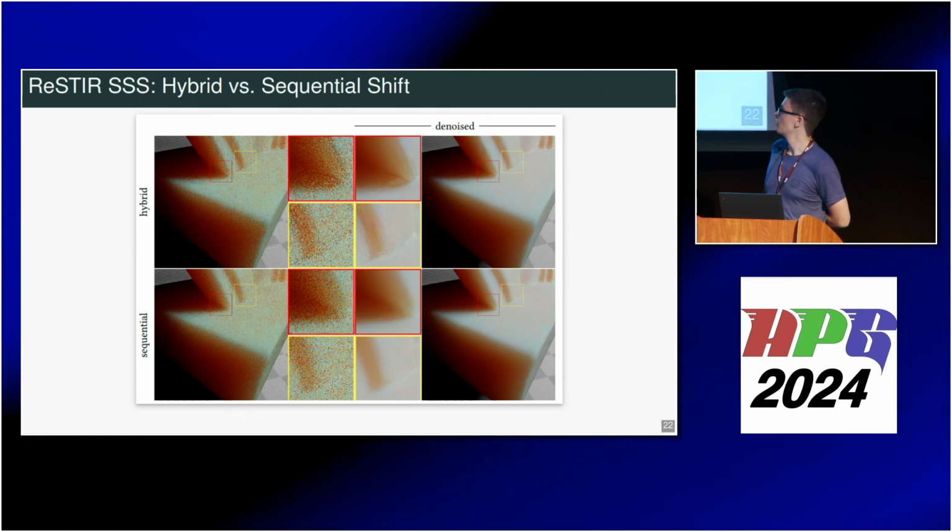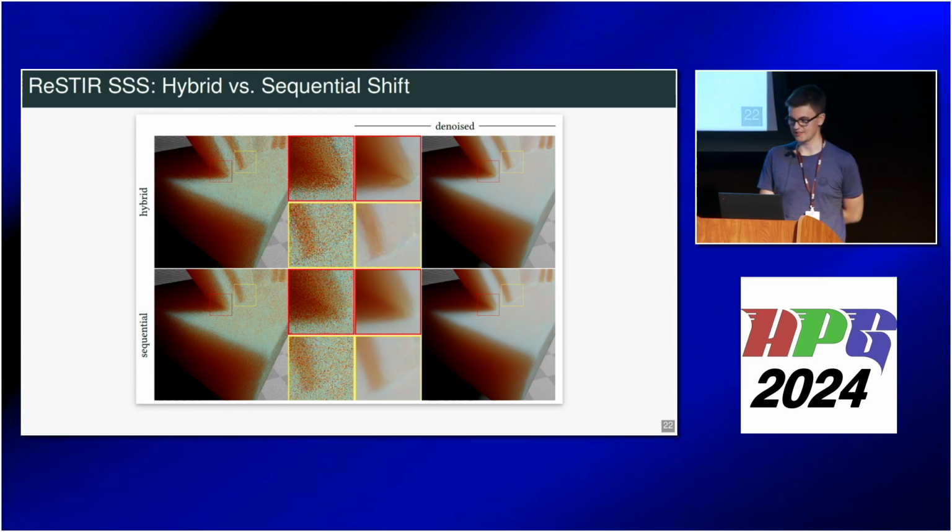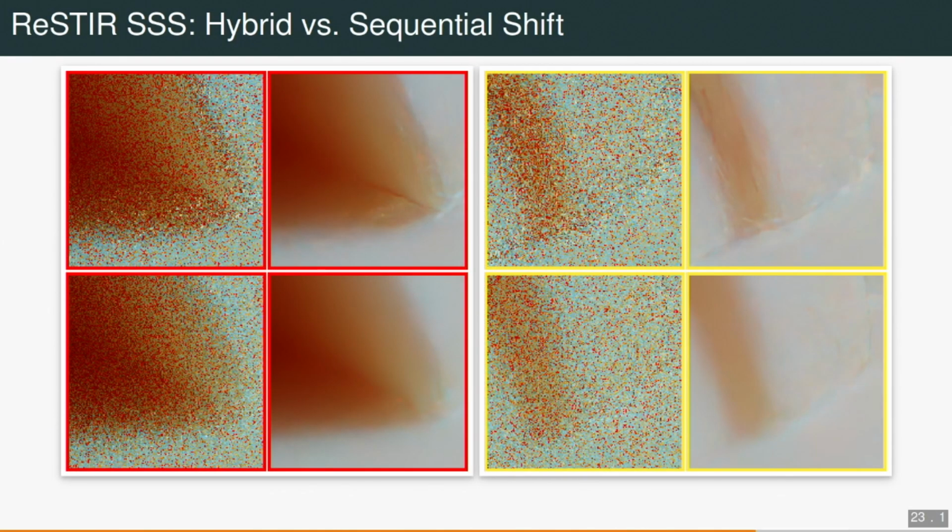Here you can see a comparison between our hybrid and sequential shift. And let's zoom into that image. Here you can see that we get rid of these fireflies and get this smooth boundary after denoising.